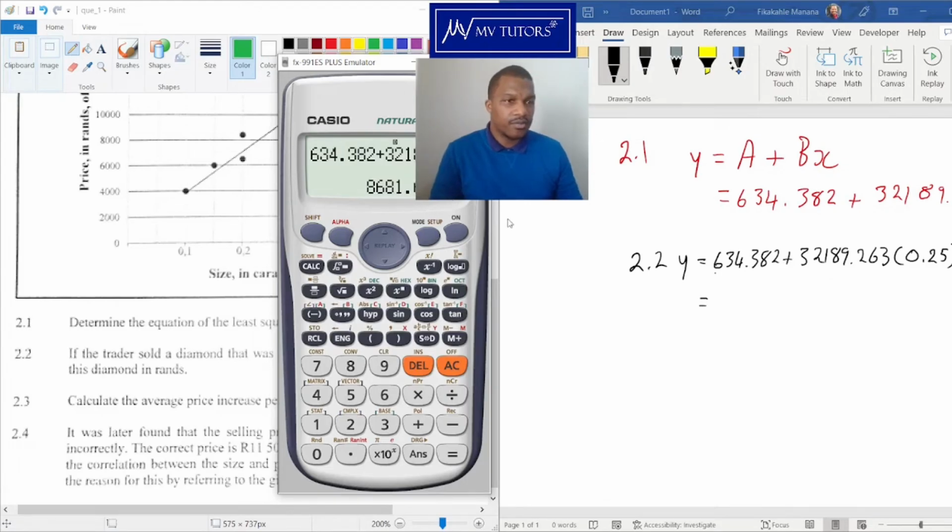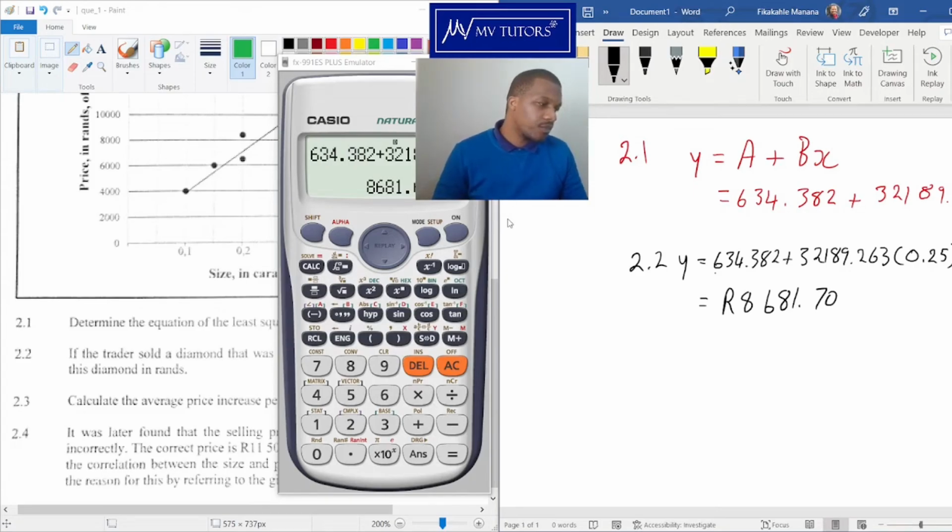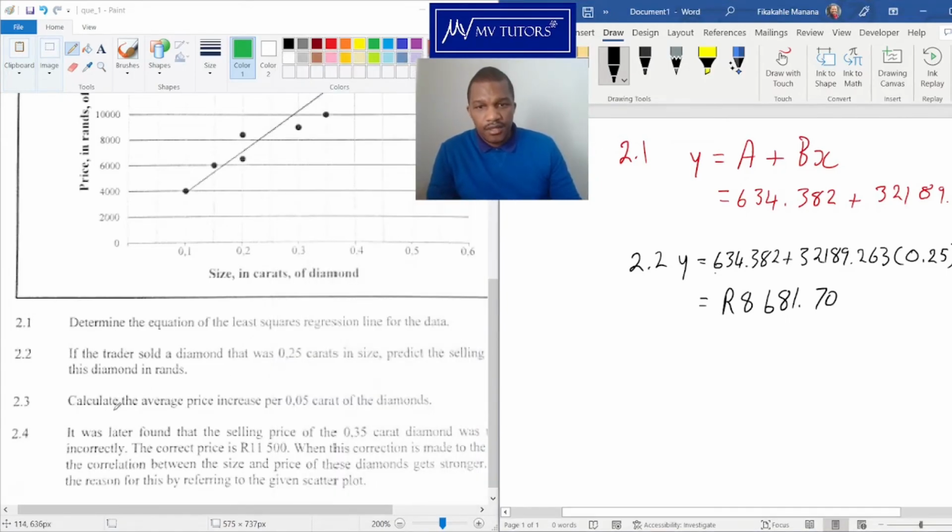8681. Okay, let's put that. So I'll put it in rands. Remember, these are rands, so it's 8,000, predicted to be 8,681.70 cents. That's it. Okay, let's go to the next question.